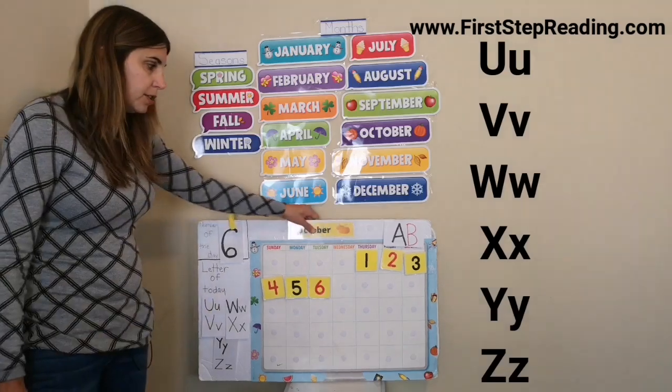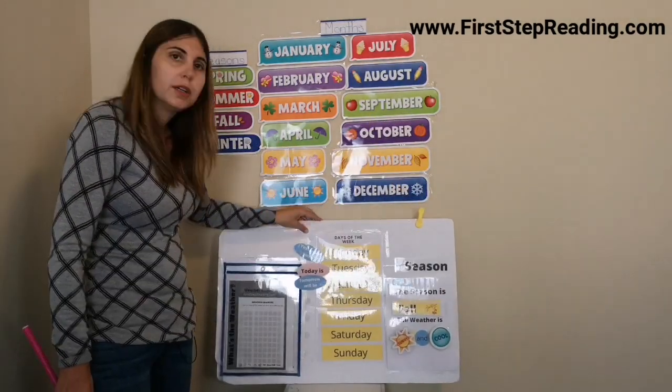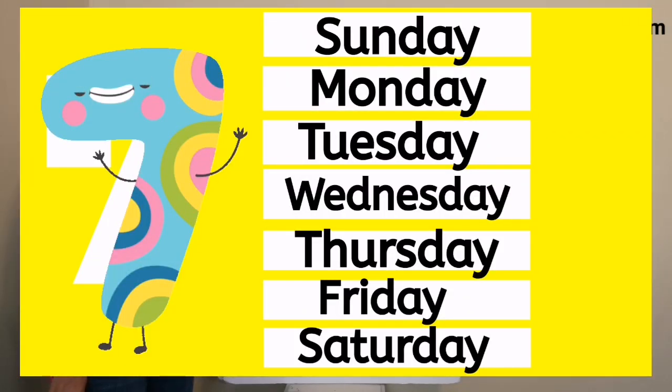So now we're going to do our days of the week. How many days in a week? 7. So let's sing our 7 days of the week song. There are 7 days, there are 7 days, there are 7 days a week. Sunday, Monday, Tuesday, Wednesday, Thursday, Friday, Saturday.